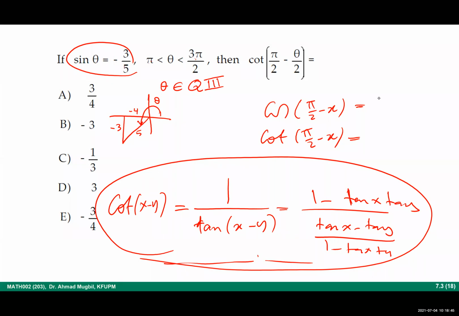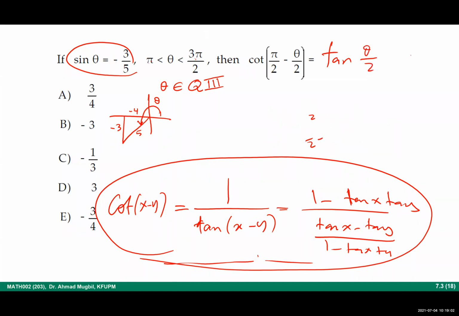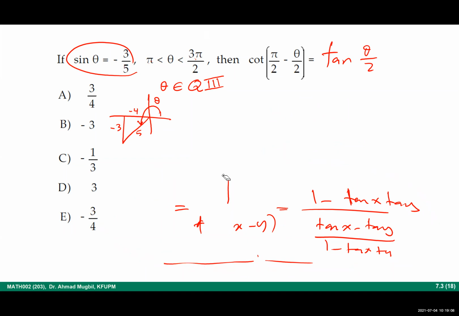Cotan of pi over 2 minus x, I think that it is equal to tan x. Yes, so this will be tan what? Tan theta over 2. Yes, Sultan, you're right. Excellent. So this is tan theta over 2, by using the cofunction idea.